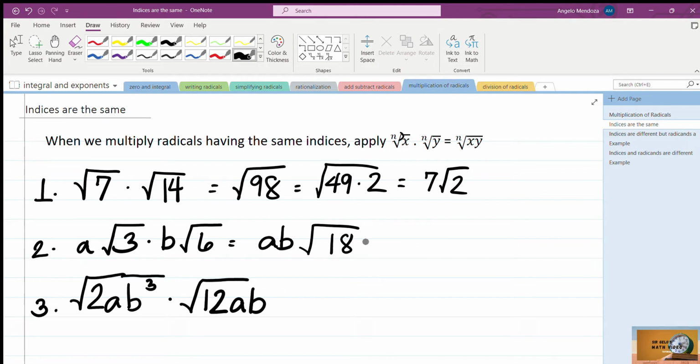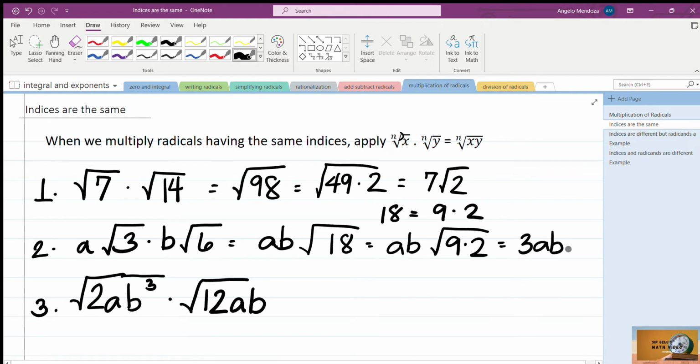So in this case, we can think of factors of 18. One of the factors is a perfect square number. So for 18, we have 9 and 2. So we rewrite here ab, factors of 18, so that's 9 and 2. So square root of 9, of course, we have 3. So you just write 3ab, then rewrite square root of 2 inside the radical sign. So this is the final answer: 3ab square root of 2.